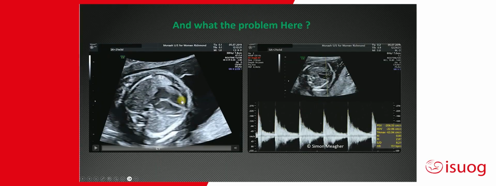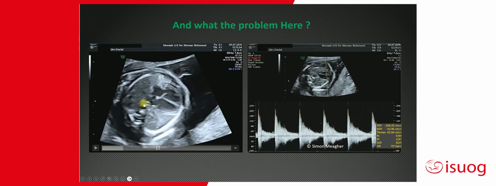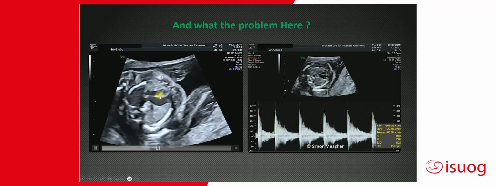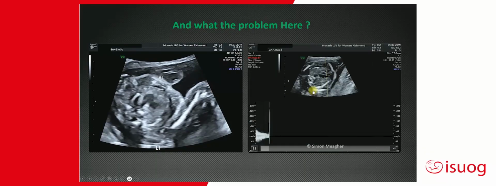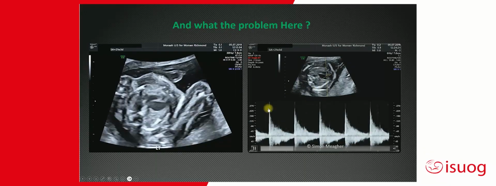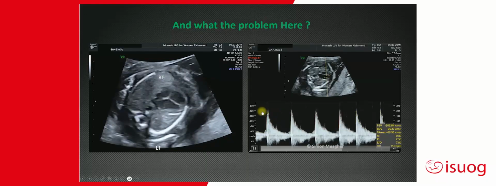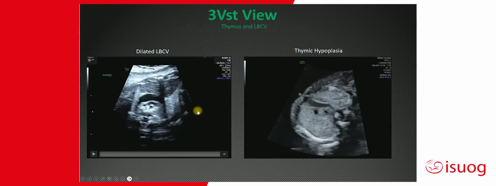In this case, I ask you, is there any problem? This is the descending aorta, which you see here is not on the left, but the right side of the spine. And then as you sweep up to the 3-vessel tracheal view, you see you've got a right aortic arch and a right arterial duct. And you look at the pulse Doppler, you see that also pulmonary valve stenosis. So right aortic arch, right arterial duct, and pulmonary stenosis. Once you see one problem, you look for another.